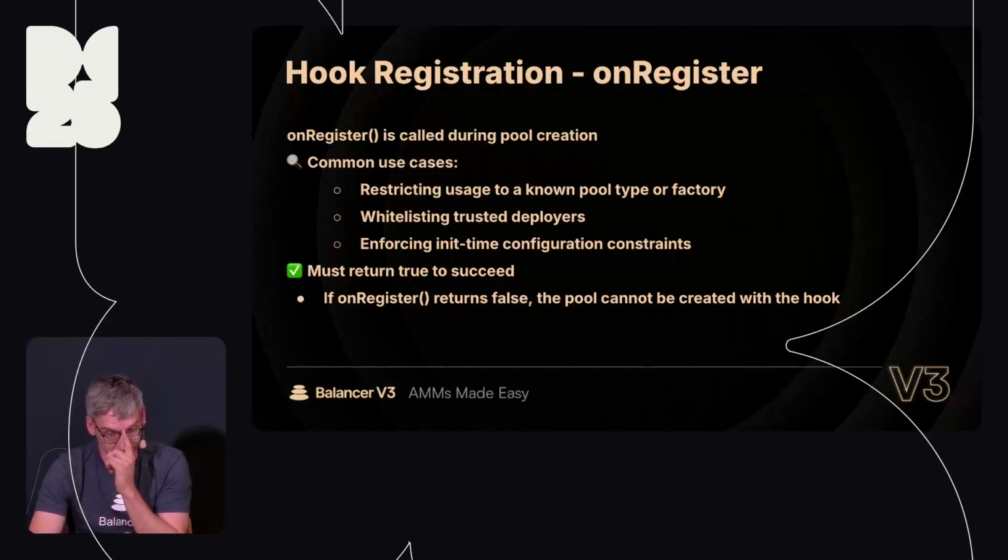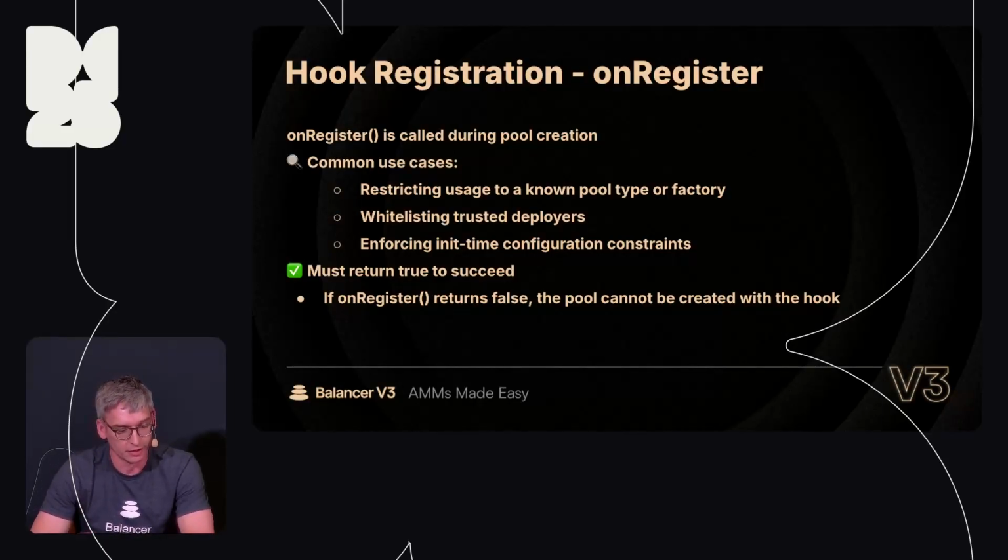On hook registration, we also have the on-register function, and this can be used for a bunch of different things. One of the common use cases is restricting usage. So basically, if this function returns false, the action will throw and the pool can't be created with that hook. So you can use it for whitelisting. You can restrict it to certain pool types or certain pool factories. And it can also be used to initialize with default configuration. For your pool to successfully register with a hook, that function must return true.